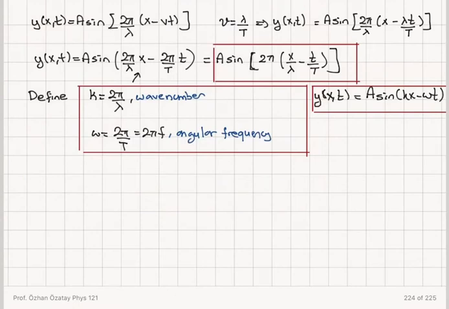And now there is the relationship between the propagation speed v and omega and k, the newly introduced variables here. v is equal to omega divided by k. So omega is 2 pi over the period divided by k, 2 pi over lambda, lambda over 2 pi. That gives you lambda divided by the period. So this is true: v is equal to omega divided by k.